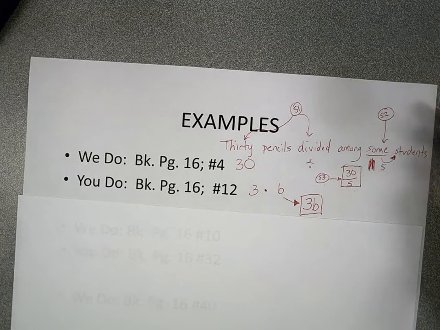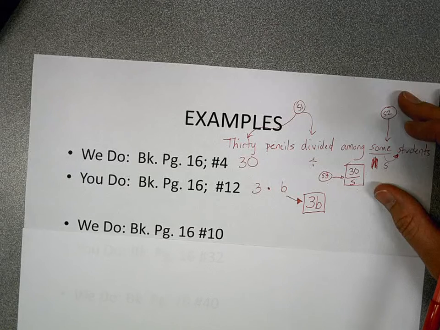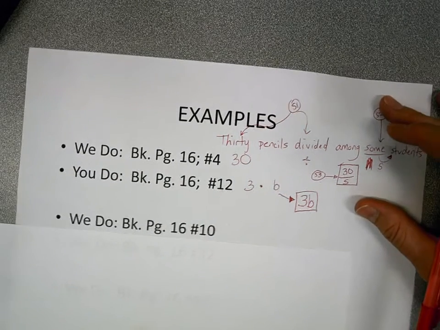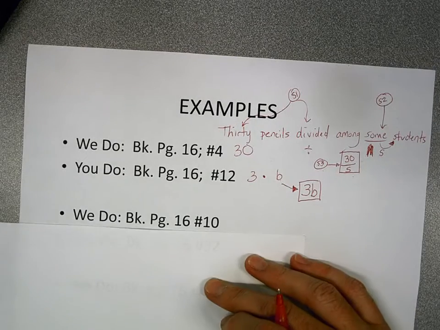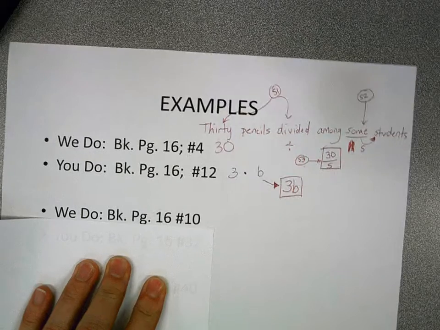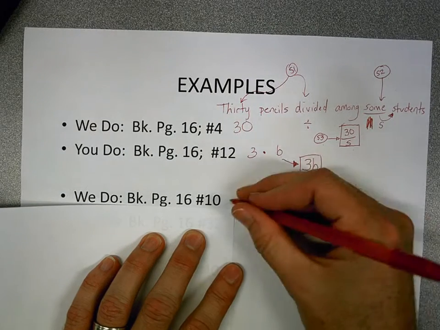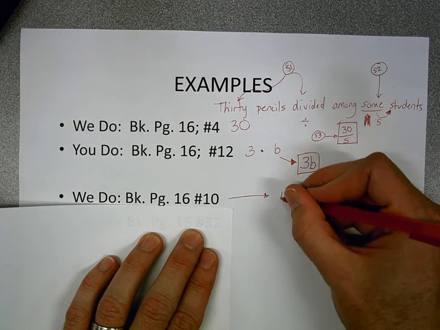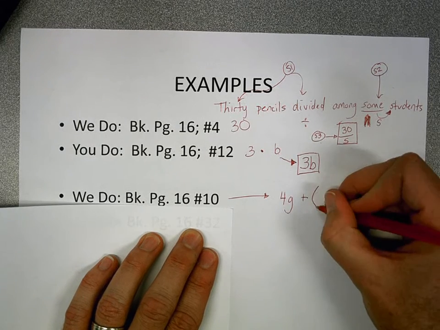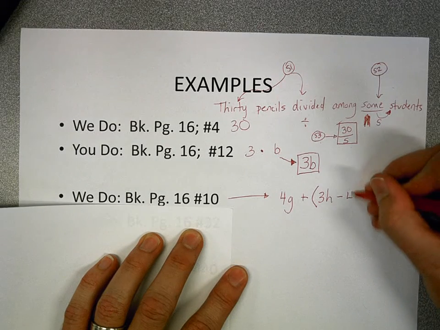Okay, let's go ahead then and go on to the next type of problem. All right, let's take a look on page 16 at problem number 10. Problem number 10 is (4g) plus, and then in parentheses 3h minus 4j.